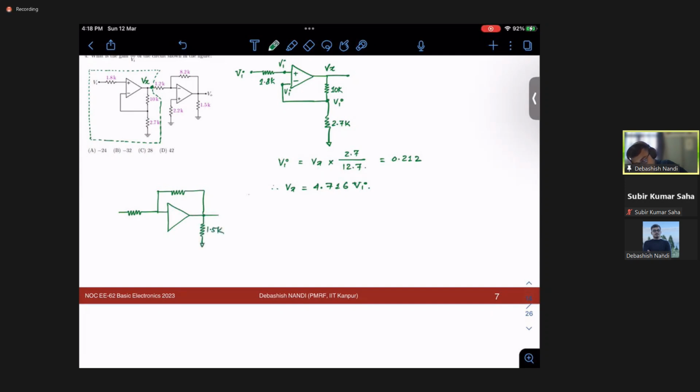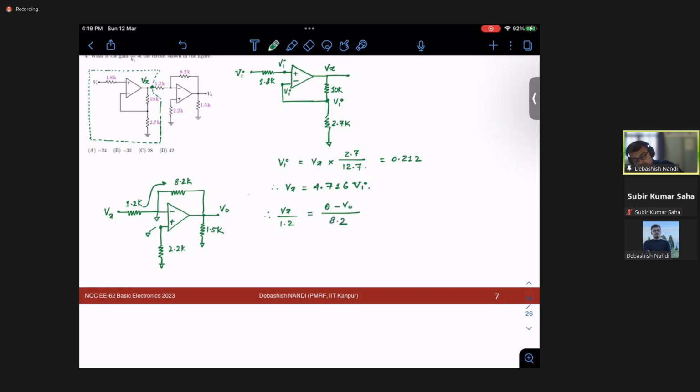To 1.5K, this is V0, this is 8.2K, this is 1.2K, this is my Vx, this is nothing but 2.2K, right? This is positive, this is negative. So this is nothing but my virtual ground because no current is flowing inside. So this is also my ground. So my current flows this way. So Vx by 1.2 should be equal to 0 minus V0 by 8.2.